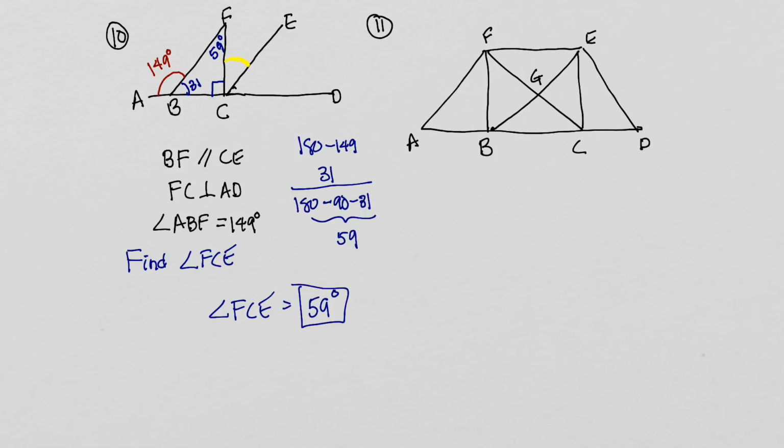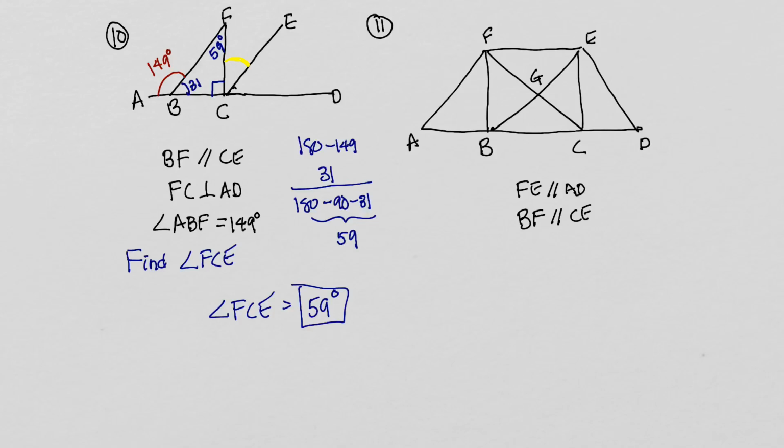Here in problem 11, the last one we're going to do, this is supposed to represent a bridge. Here's the base of the bridge, the top of the bridge. These are supporting poles, and these are supporting cables. We're told in the problem that lines that appear parallel are parallel. So we're going to assume that FE at the top is parallel to AD at the bottom. So let's write that in. So BF is parallel to CE.